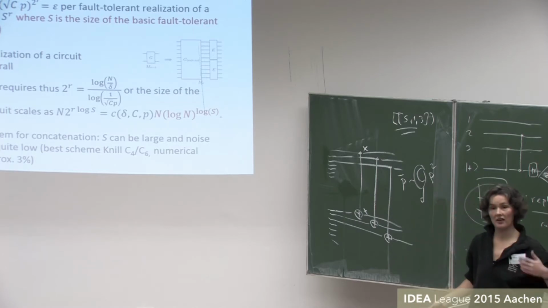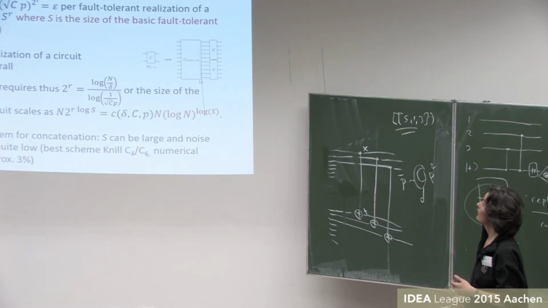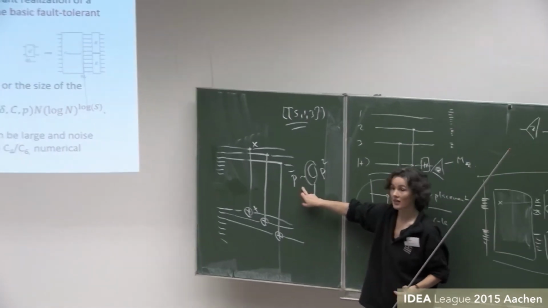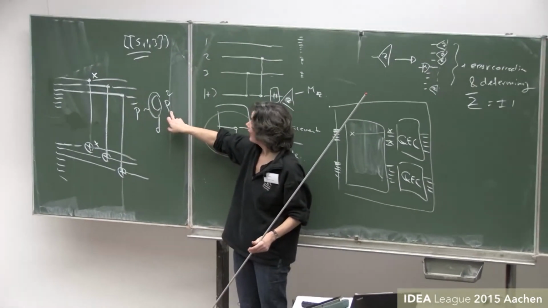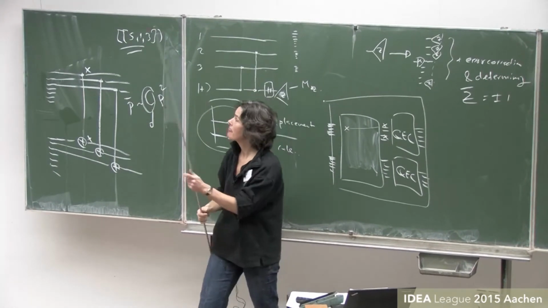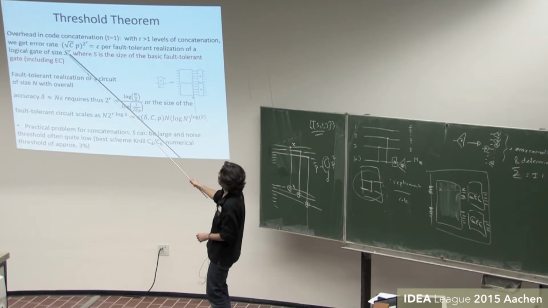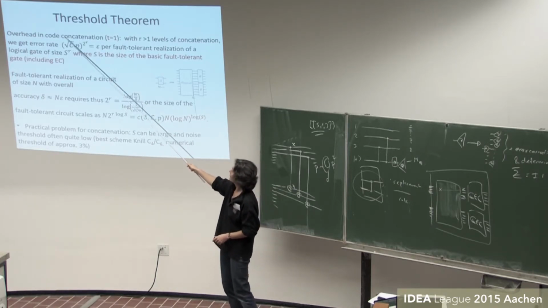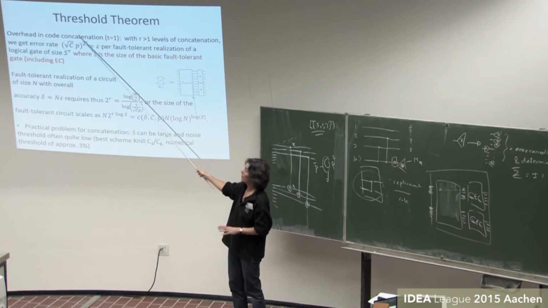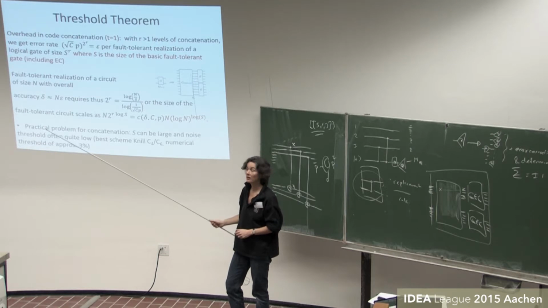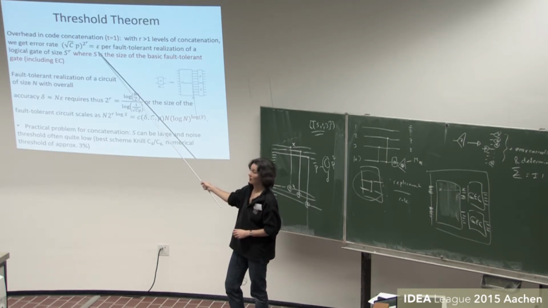Now what happens with my error rate when I do this? I said that every time I do a concatenation step, my error rate squares, right? Well, there's some factor C, but it doesn't matter. So if I do R of those, I will have an error rate per component which scales like P to the 2 to the R. And let me call that epsilon.